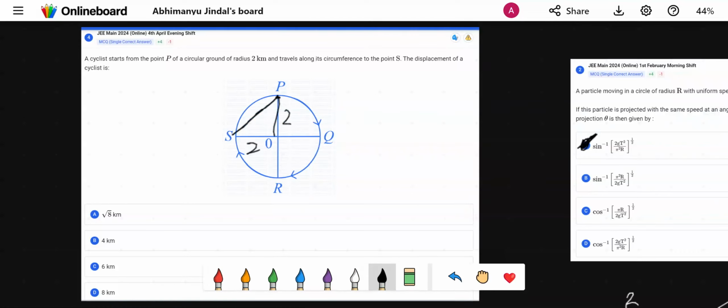This is 2, this is 2. So this is 2 squared plus 2 squared, and the root of this is root 8. The correct answer is A, because 2 squared plus 2 squared, and the root of this is root 8. And this is 90 degrees.